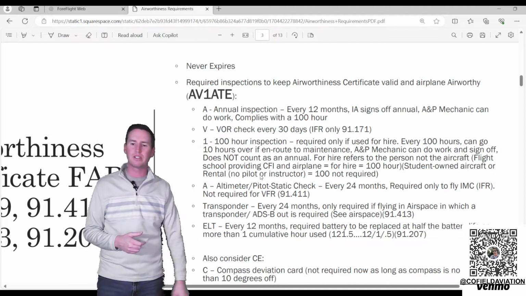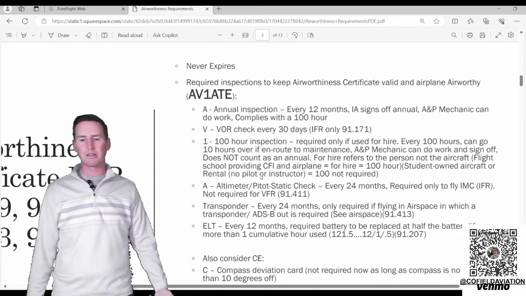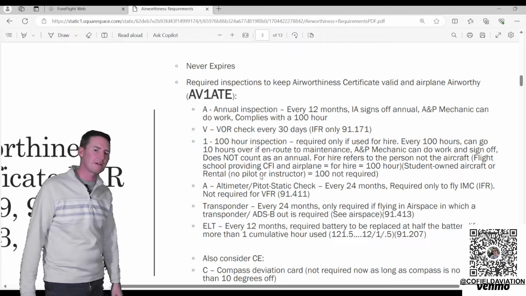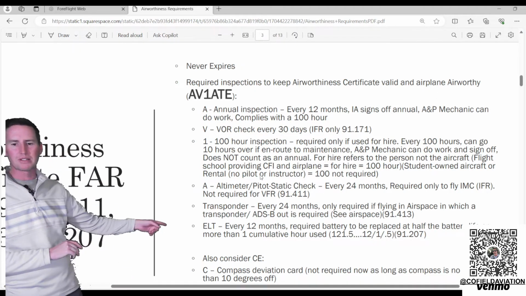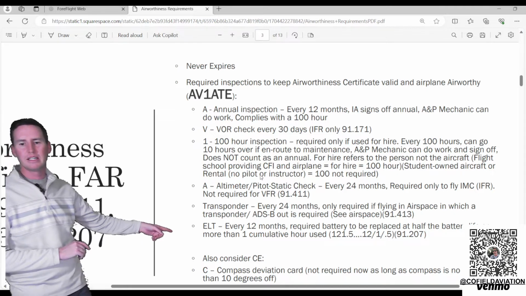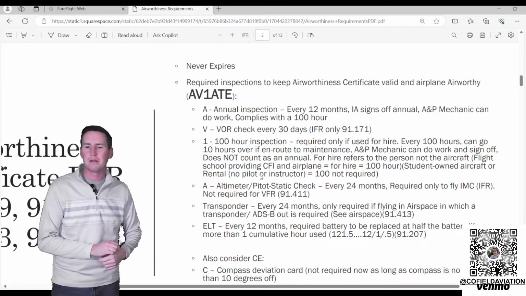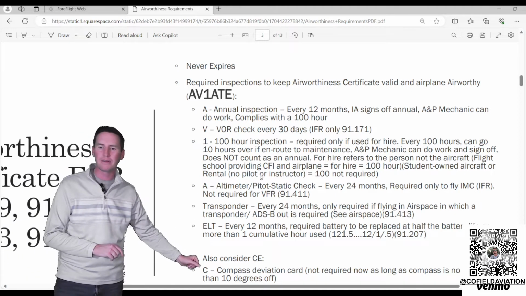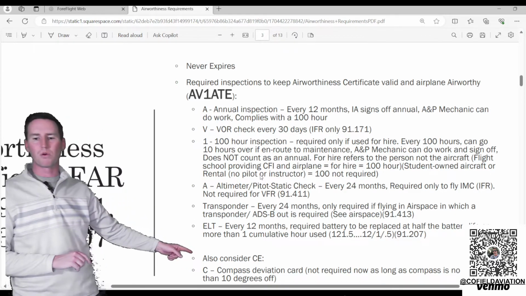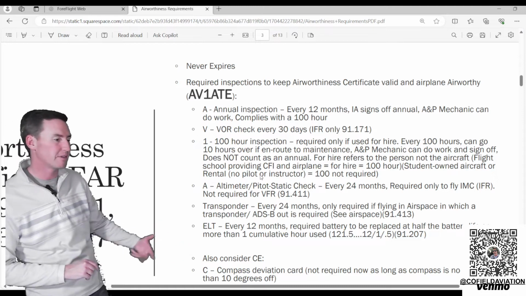So the ELT is emergency locator transmitter. It's basically what goes off if you were to have an accident. But every 12 months is when the ELT has to be inspected. The battery is required to be replaced at half the battery life, and if it's been used for more than 1 cumulative hour, meaning if it's been on.